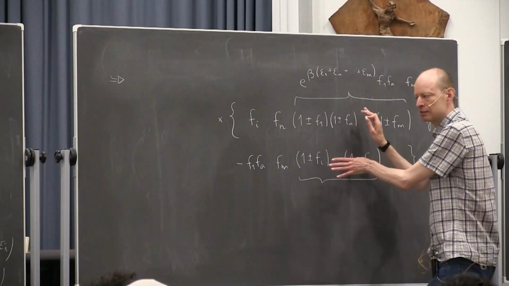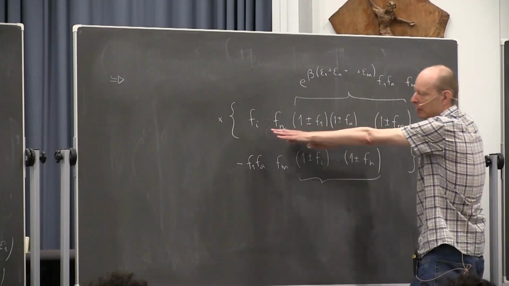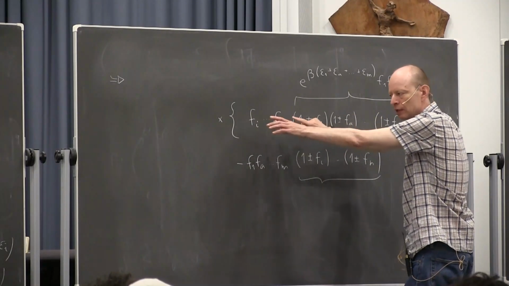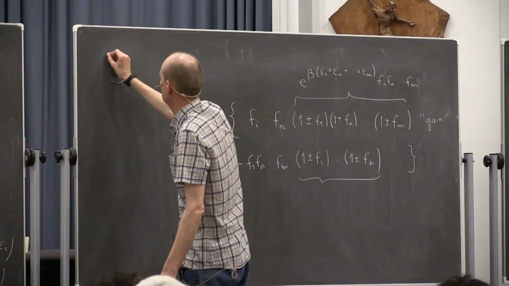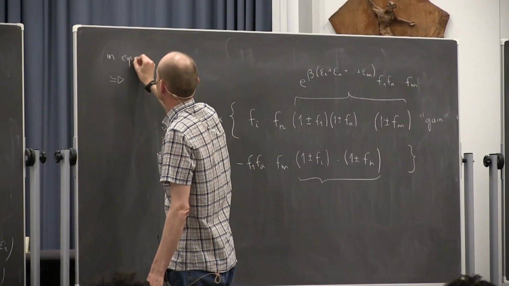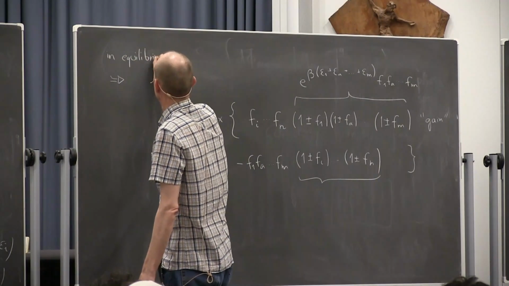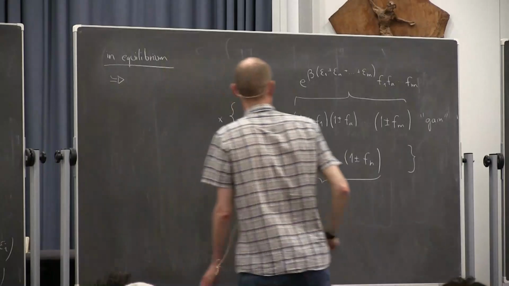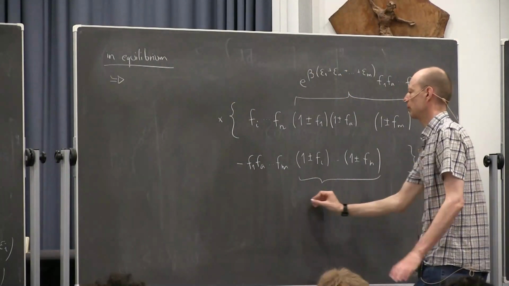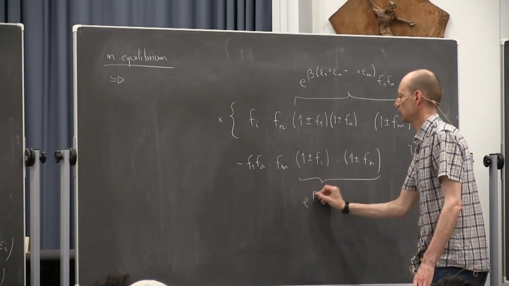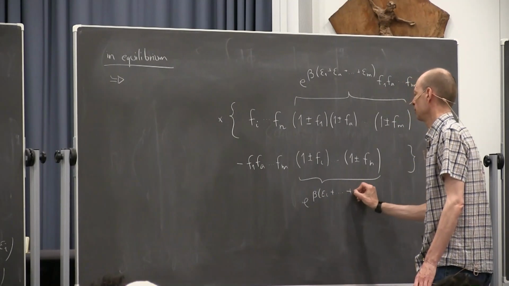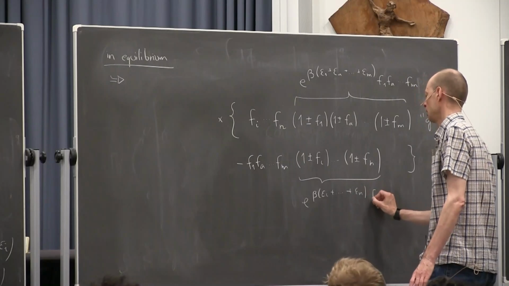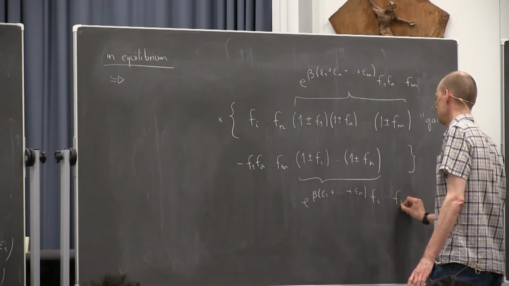So again, I should stress, this is not if we have unknown functions here. It's only if we are in equilibrium, if we are in this situation, so in equilibrium. In equilibrium, this one also becomes e to beta (ei plus en) times fi fn.